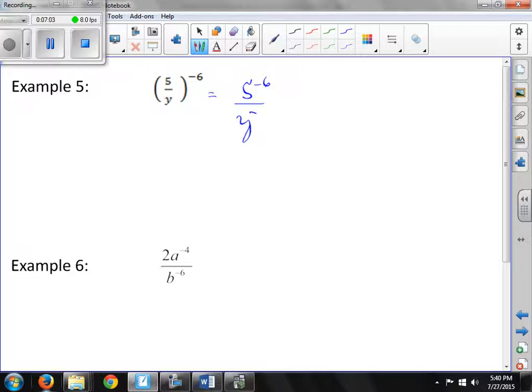I'm going to raise the fraction, both the numerator and the denominator, to the negative 6 power. 5 to the negative 6 over y to the negative 6. Because this is a negative exponent in the numerator, I will take it to the denominator. Because this is a negative exponent in the denominator, I will take it to the numerator. So now I have y to the 6th.